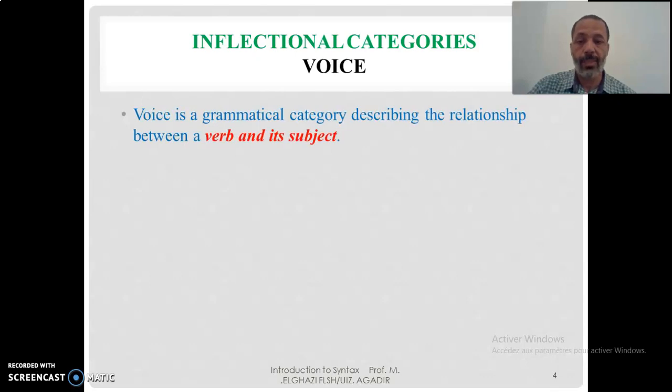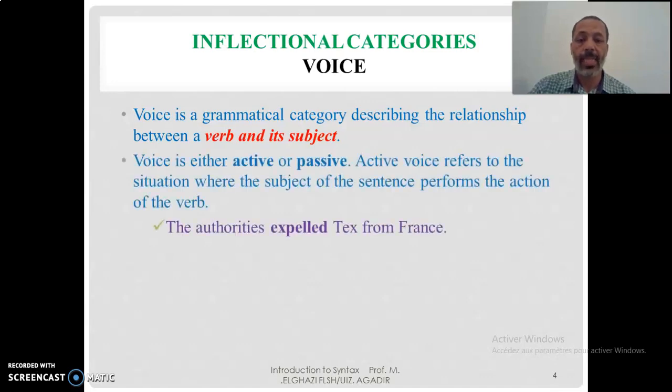The following inflectional category is voice. It's simple and very short. Voice is a grammatical category describing the relationship between a verb and its subject. Voice is either active or passive, as you know. Active voice refers to the situation where the subject of the sentence performs the action of the verb. And we speak here about the grammatical subject and not the semantic subject.